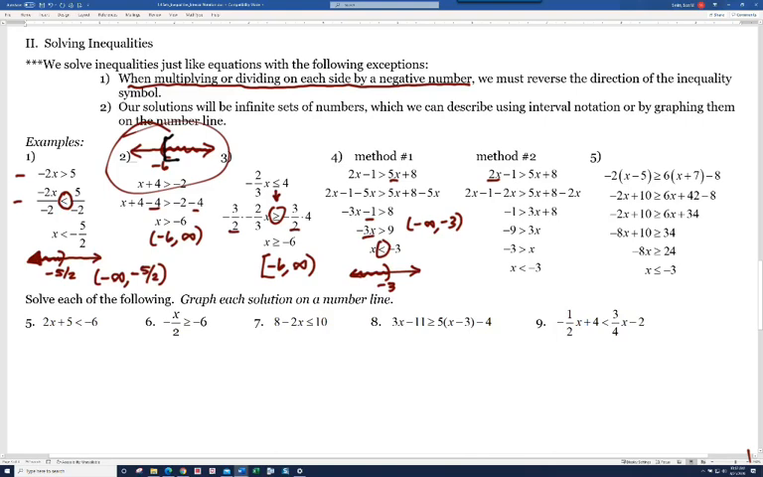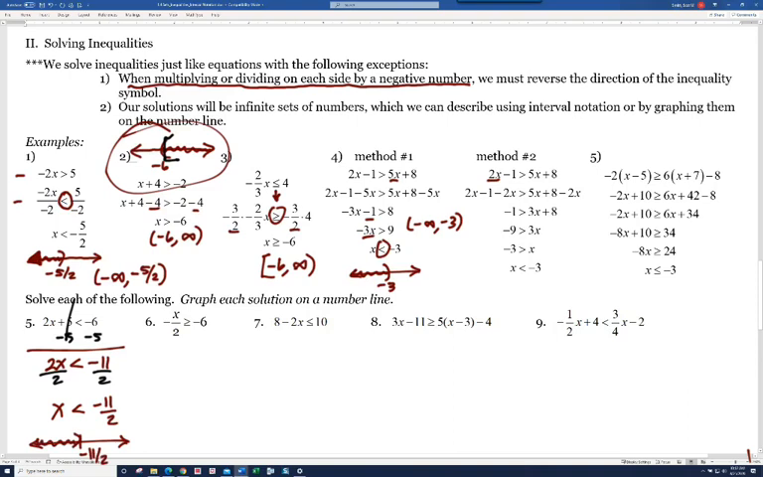On number 5, this is basically like a two-step equation. The only difference is the inequality. So we know with two-step equations, we always add or subtract on both sides first. So let's subtract 5 on each side. On the left, you get 2x, and on the right, you're going to get -11. You know what, I'm going to change colors here. All right, so now we need to get rid of that 2. We're going to divide by 2 on each side. We get x is less than -11/2, and your graph will look like that.